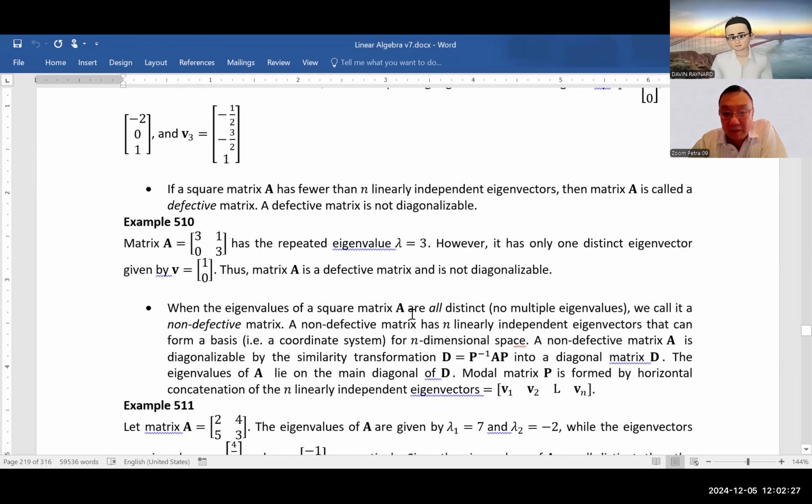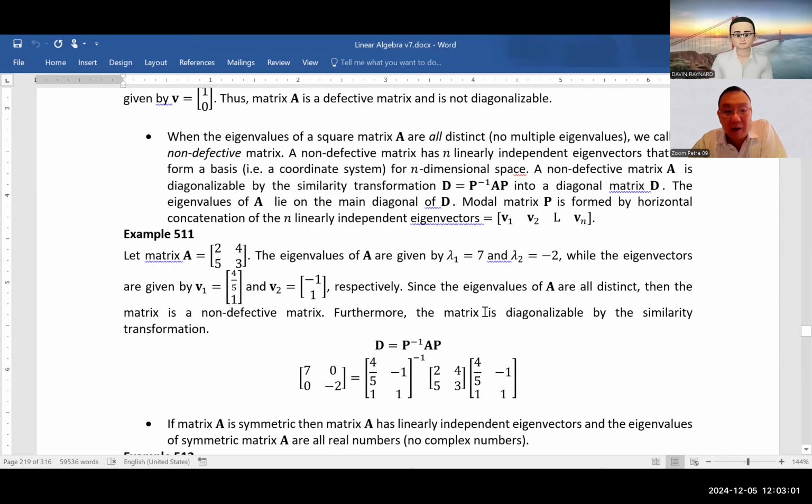So here, example, 2, 4, 5, 3. The eigenvalues are 7 and minus 2. So these are not the same. They are distinct. Can you see? In that case, because the eigenvalues are all distinct, they are diagonalizable. So you can find the diagonal matrix, 7 and minus 2. Of course, the diagonal matrix is the same as the eigenvalues.